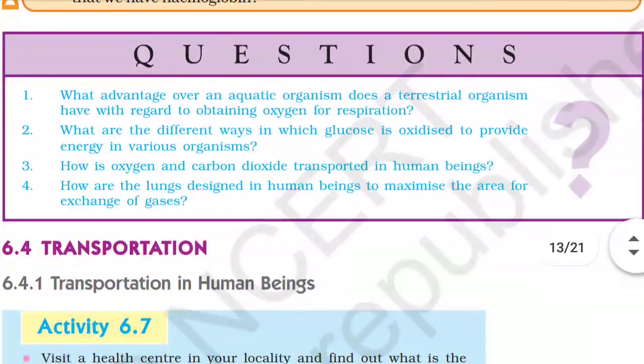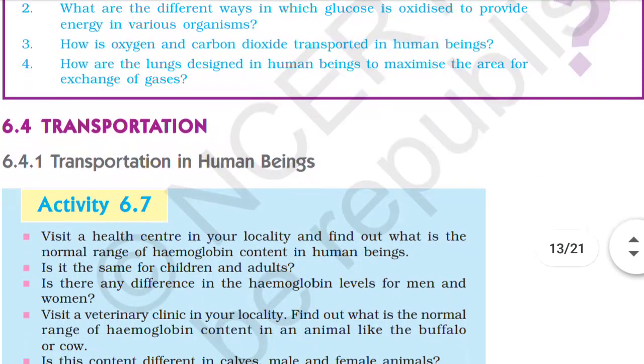Questions. Number 1. What advantage over an aquatic organism does a terrestrial organism have with regard to obtaining oxygen for respiration? Number 2. What are the different ways in which glucose is oxidized to provide energy in various organisms? Number 3. How are oxygen and carbon dioxide transported in human beings? Number 4. How are the lungs designed in human beings to maximize the area of exchange of gases?